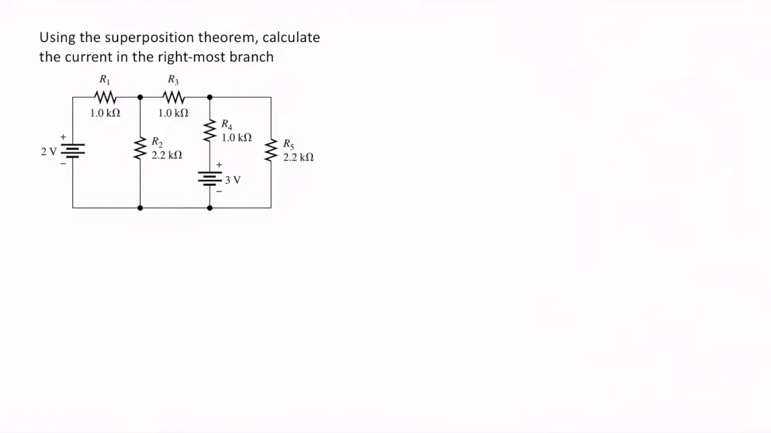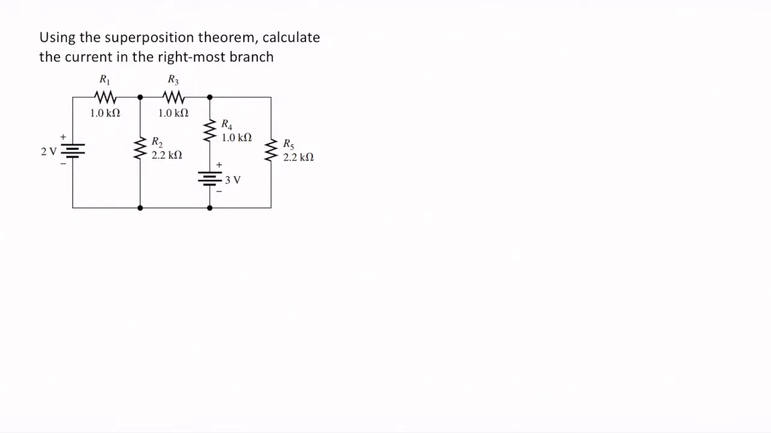In order to do that, we use the superposition theorem, which states that the current in any given branch of a multiple source linear circuit can be found by determining the currents in that particular branch produced by each source acting alone, with all other sources replaced by their internal resistances.